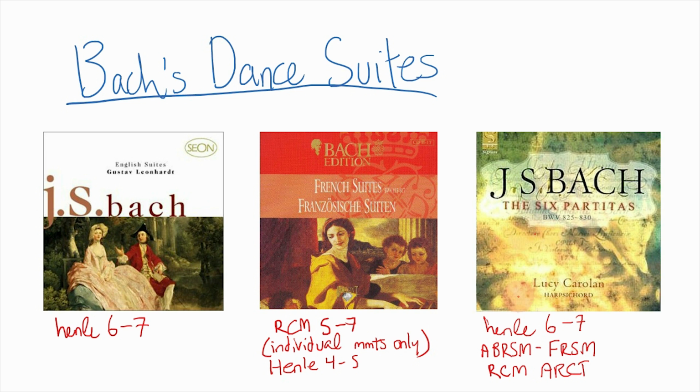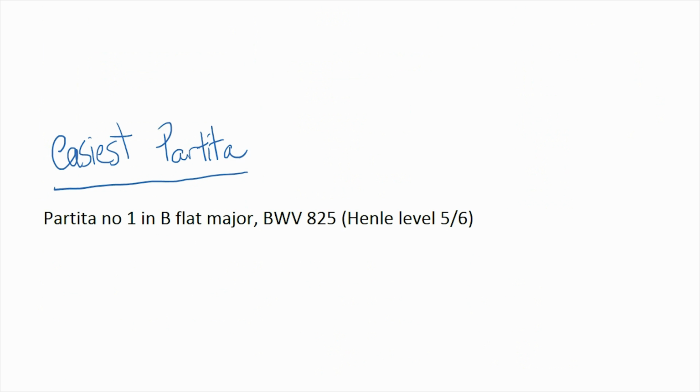And then we have the 6 partitas, which Henley describes as the ultimate ones, especially compared to the English and French suites. They're much more challenging, at around a Henley level 6 to 7, ABRSM grade 7 to FRSM depending on if you're doing individual movements, and then ARCT level. So none of these are easy, but there is one approachable partita, and that's the first one. So if you want to see what they're all about, that's a good place to start.